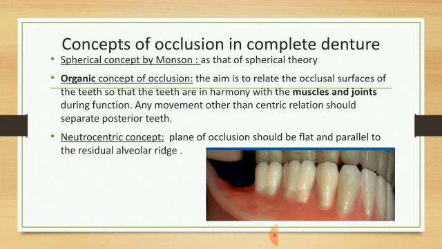Next we move on to the neutrocentric concept. This neutrocentric concept is very much similar to that of monoplane occlusion. In this, the plane of occlusion should be flat, and as the plane of occlusion should be flat, it would be indirectly parallel to the residual alveolar ridge. Now we can see in the figure that the cusps of the teeth, the majority of the occlusal surface of the teeth, is in contact with the glass slab. So the anatomy of the occlusal surface should be flatter in this case. So these are the three concepts: spherical, organic and neutrocentric.